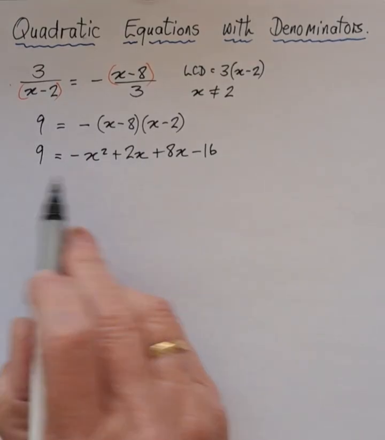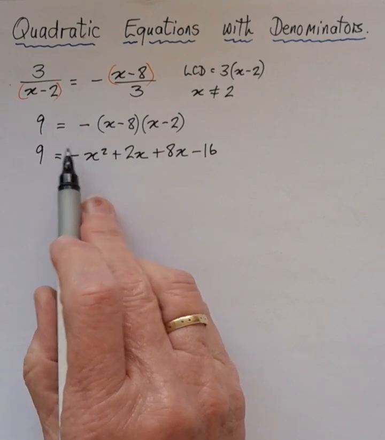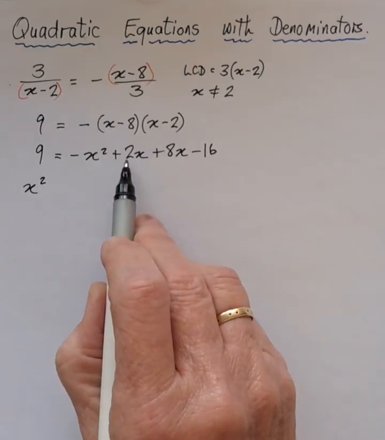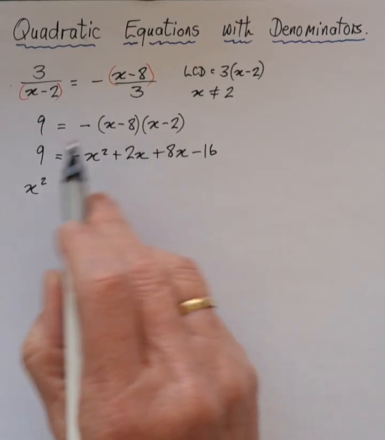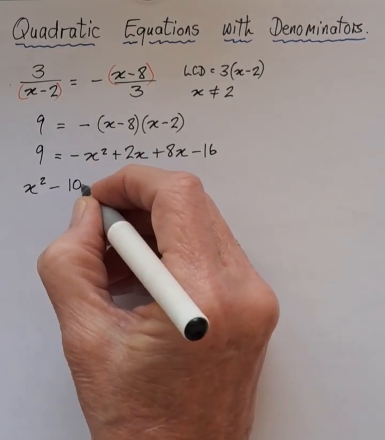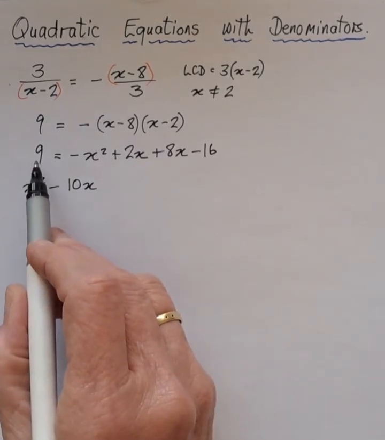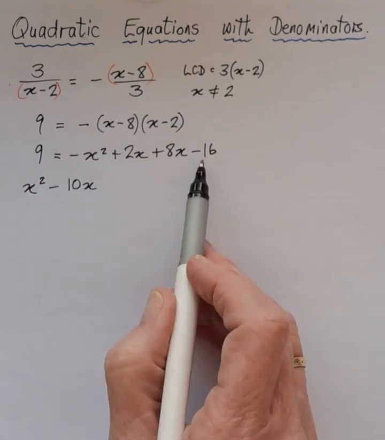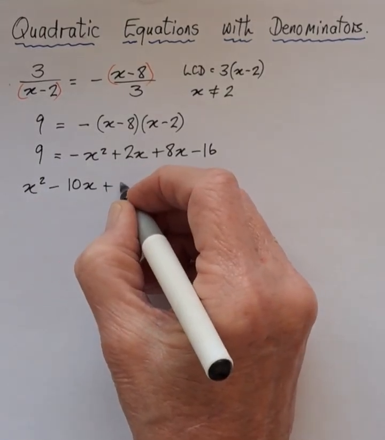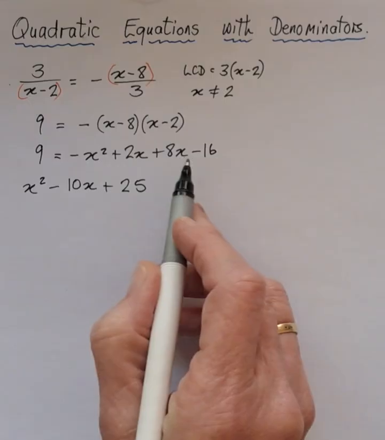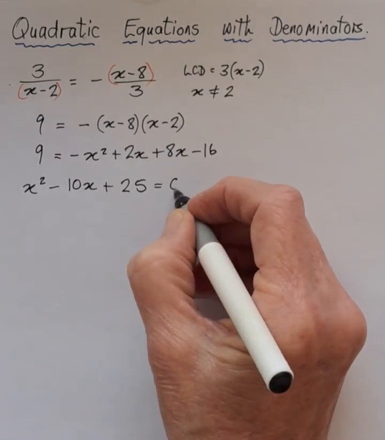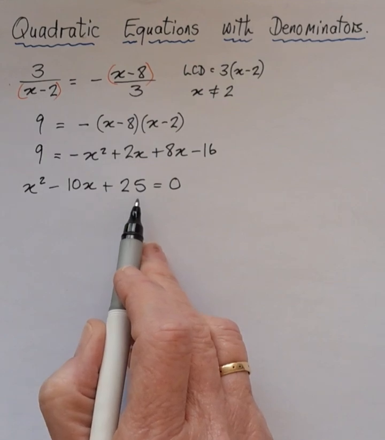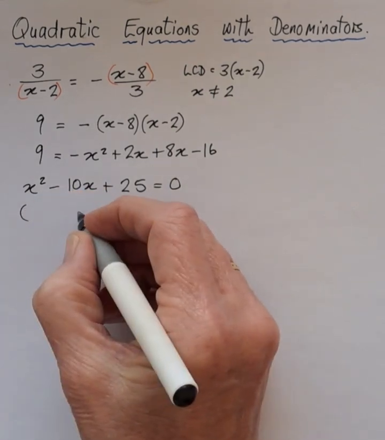So I'm going to bring everything to the left-hand side, which will be nice because it will make that into a positive x squared. 2x plus 8x is 10x. Bring it across and it becomes negative 10x. I've got 9, and I'm going to bring this across as positive 16. So 9 plus 16 is 25. And because I brought everything across, the right-hand side is now equal to 0. So I do have a quadratic trinomial, which I can factorize into 2 brackets.